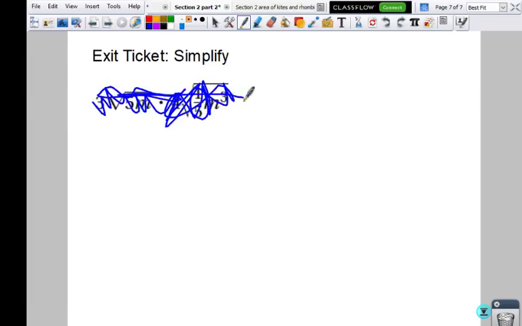Alright, so we're going to skip the rest. On your exit ticket, let me give you a different problem. Let's go for square root of 75x. Actually, 27. Alright, I want you to do this as your exit ticket problem.